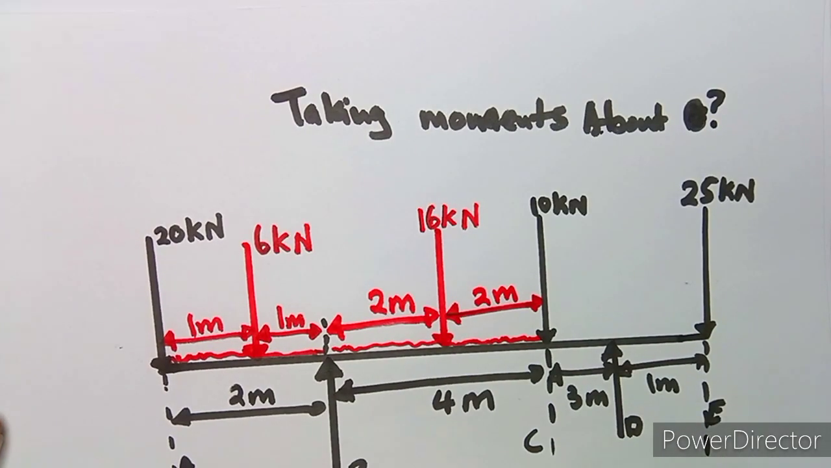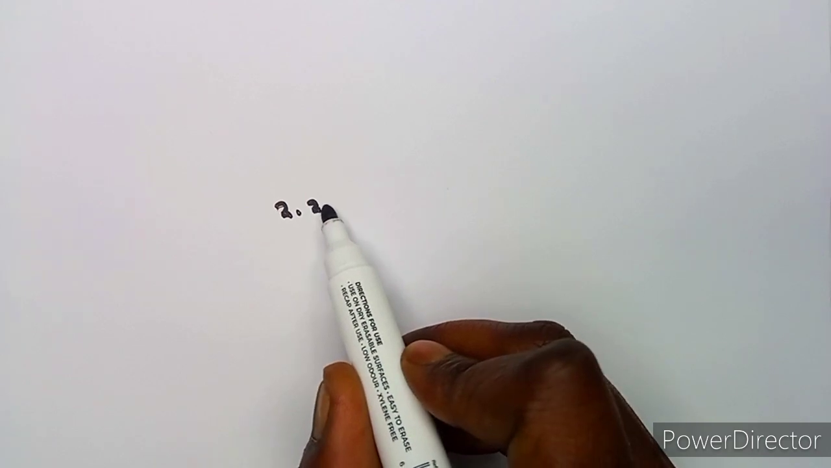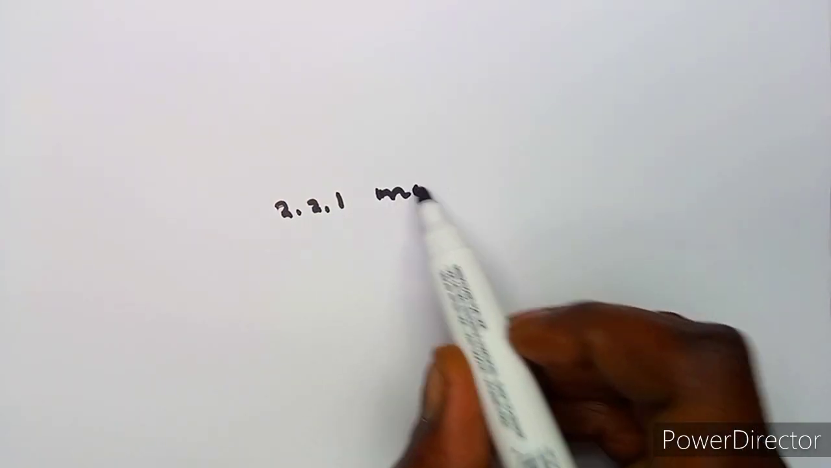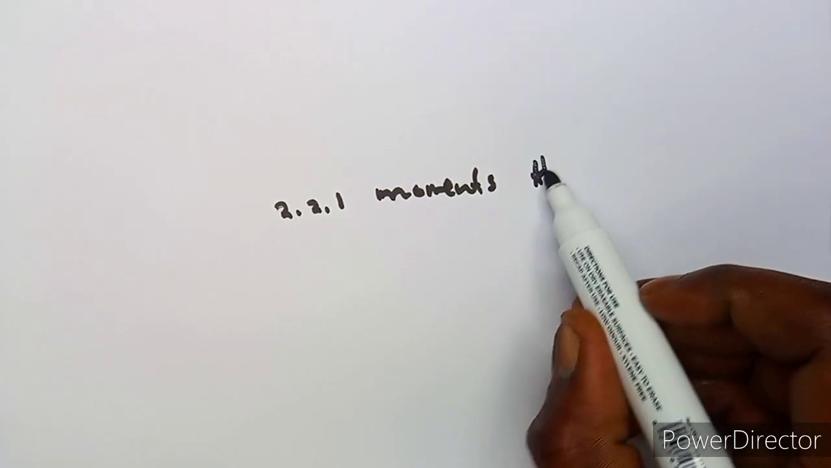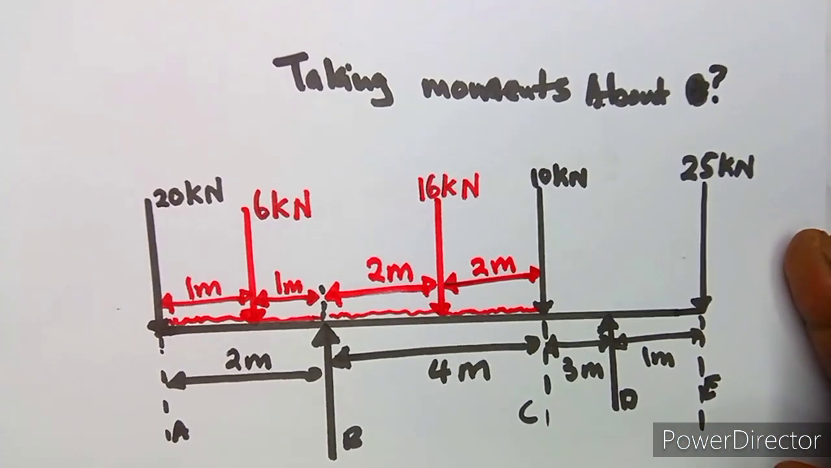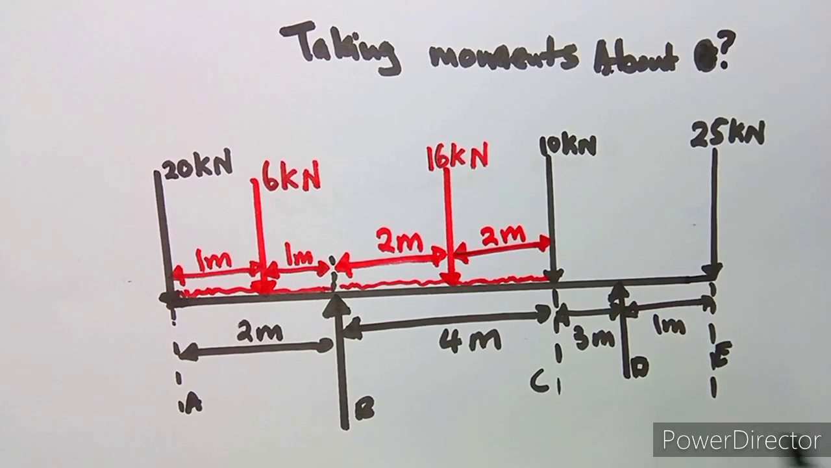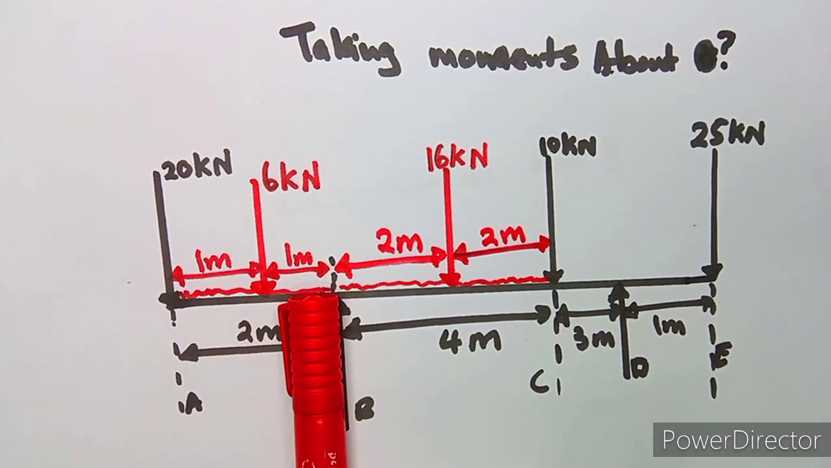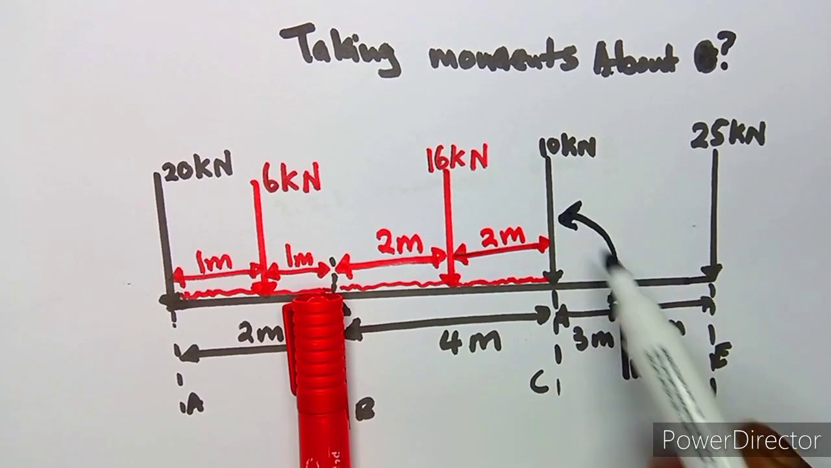So we're going to take our moments first. Let's take our moments about B. So this is 2.21, so I'm going to take moments about B. Taking moments about B in this case, if we are to cross check how this is going to happen, this is our B, and D is moving this way back to B. Take note of the direction, guys.